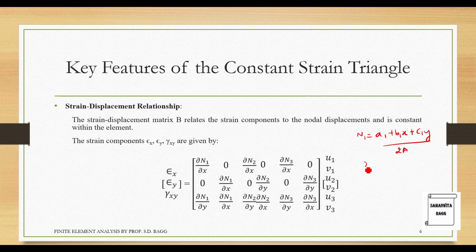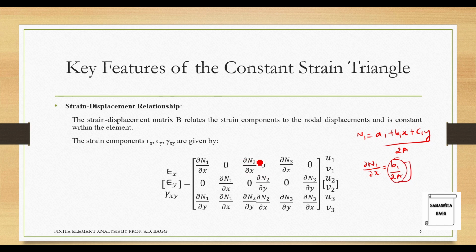So when you calculate dou N1 by dou x, this term will be 0, this term will be 0 as it does not contain the term x. So only what remains is b1, x derivative is 1 and this 2A is also constant. So you can see over here this strain value is a constant because b1 will be a constant value. And area for a particular element also has to be constant, it cannot vary. So this total value will now be a constant value.